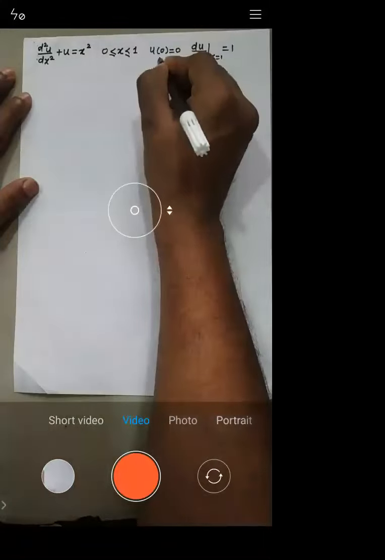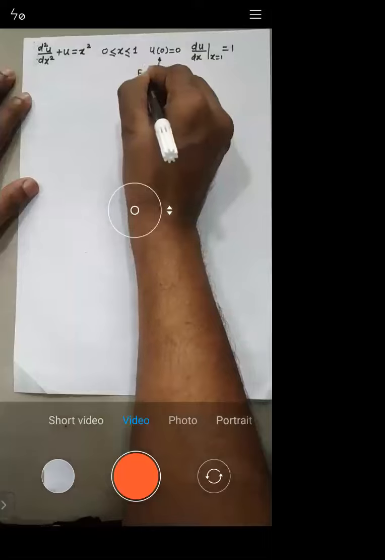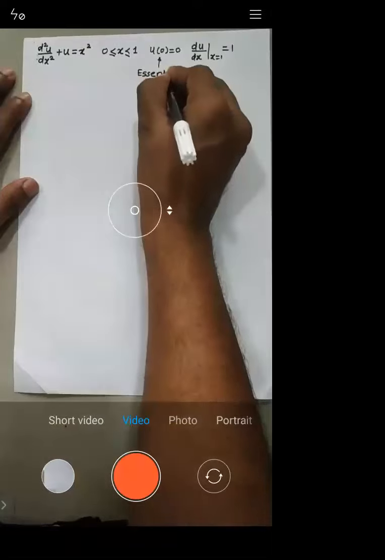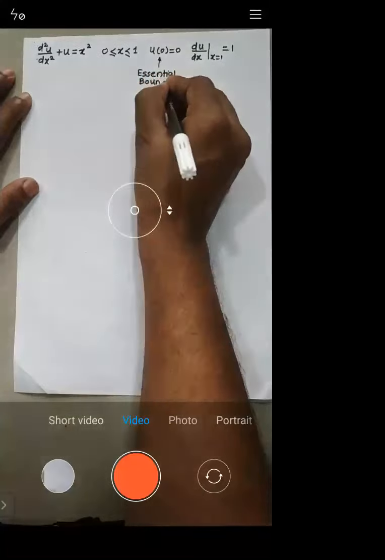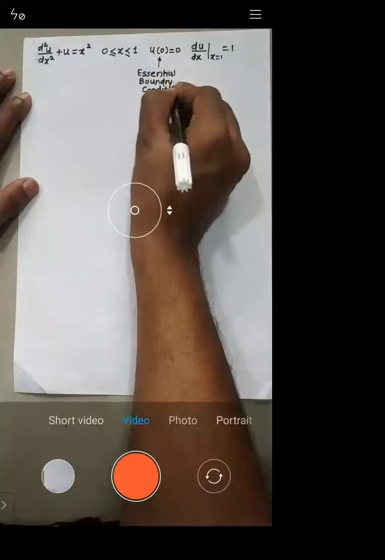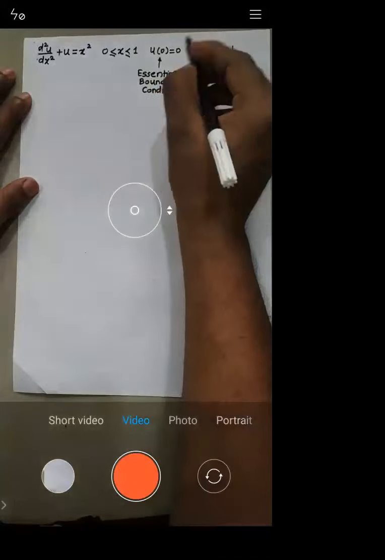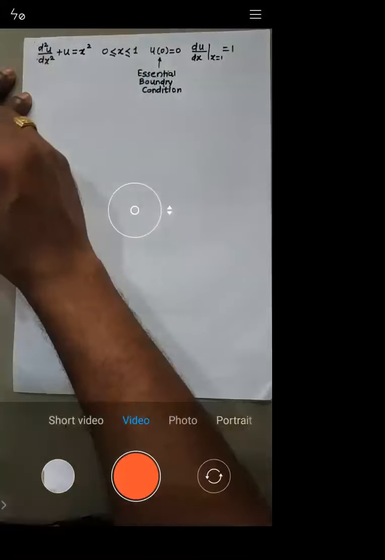This boundary condition is an essential boundary condition. Why is it called an essential boundary condition? Because it is defined in terms of u.